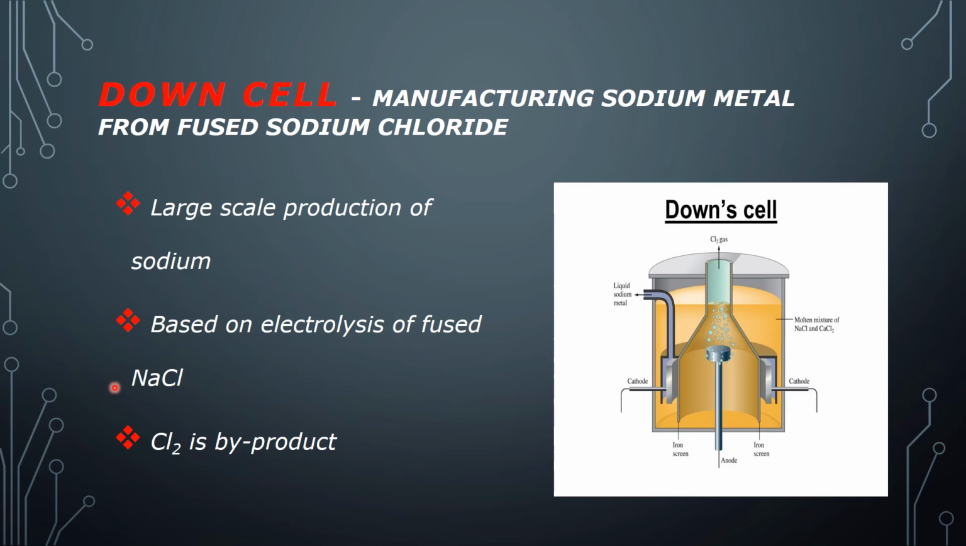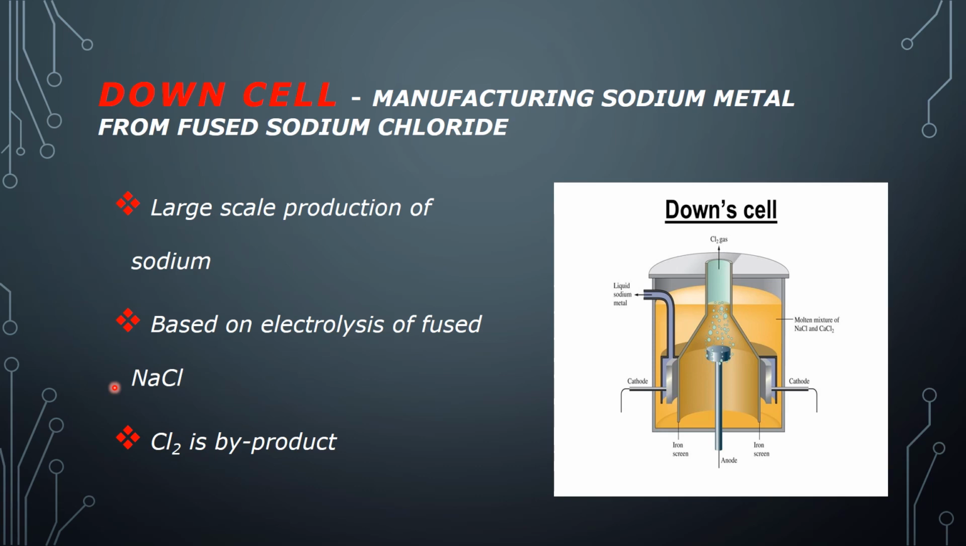This is a very reactive metal. Mostly it exists in the form of sodium chloride. It also combines with other nonmetals to produce other salts. Sodium is not found in pure state in nature, so it is extracted from its salt. The Downs cell uses sodium chloride to produce sodium metal.